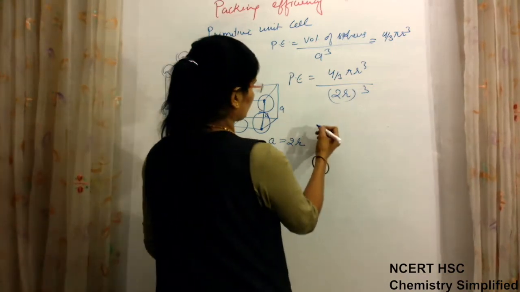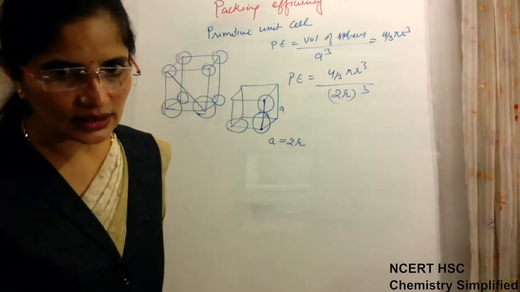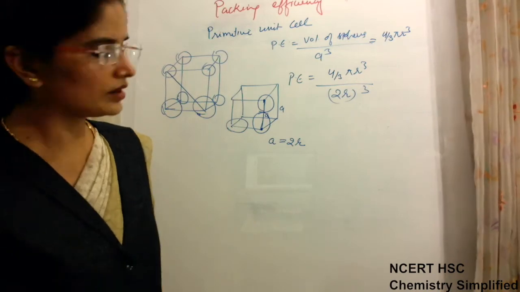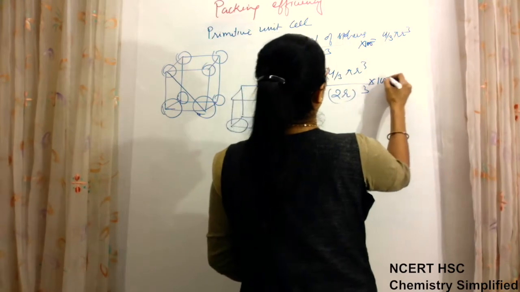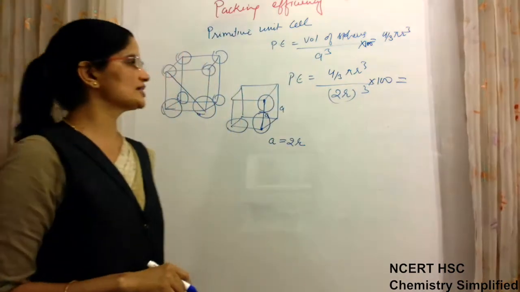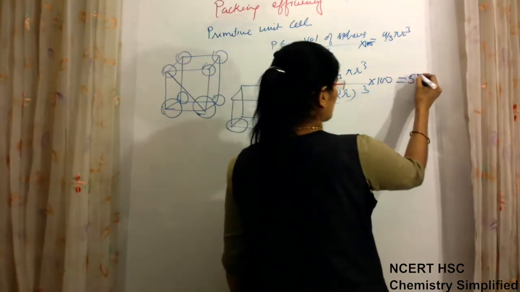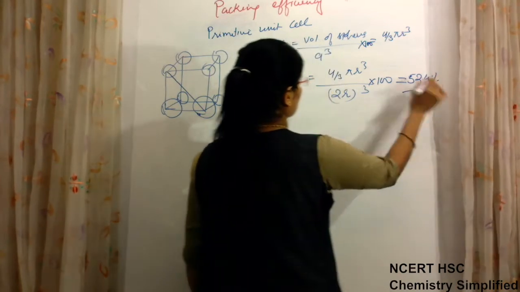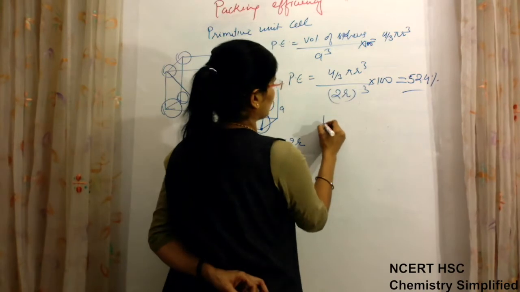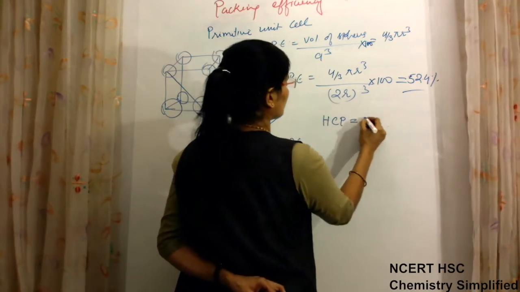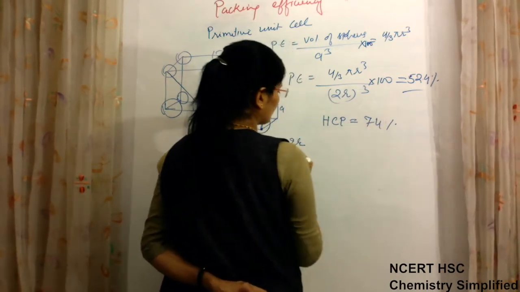Okay, into 100. Yes, into 100. That will give the packing efficiency of this as 52.4%. Okay, so now we have it for all three. For hexagonal close packing, we have 74% packing efficiency.